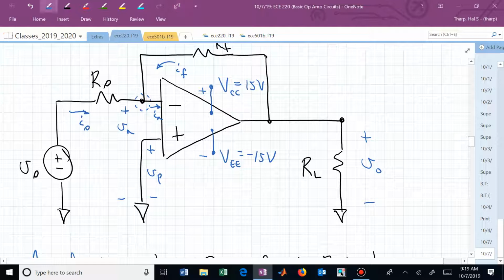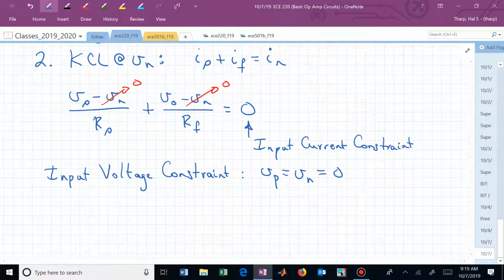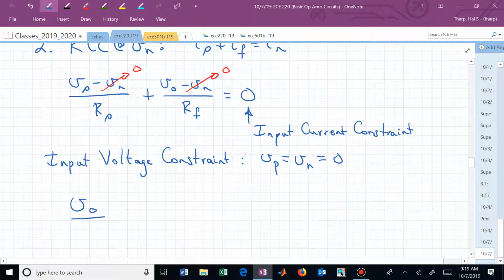And if V sub n is equal to V sub p, with A going off to infinity, now we know that V sub n is 0, which allows us to simplify this and rewrite it. If we push the V sub s term to the other side, we have V sub o over R sub f is equal to minus V sub s over R sub s.